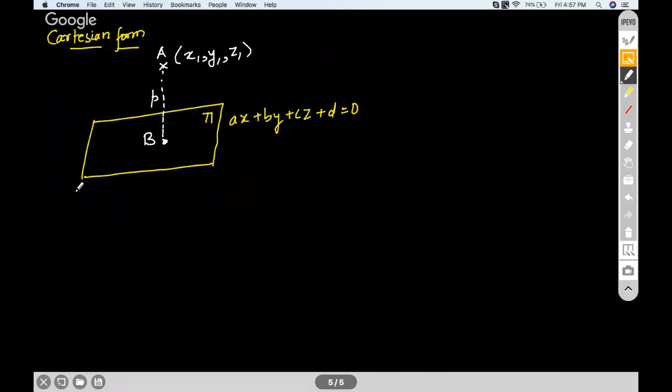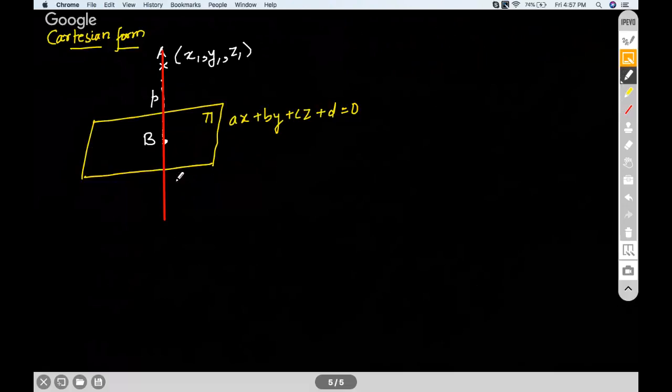Now again, the concept is pretty much the same. We are not dealing with any new concept here. It is the same thing, but now we are dealing in Cartesian form. So what is the first thing that we'll find out over here? Again, we'll try to find out the equation of a line which is passing through A and perpendicular to the plane.